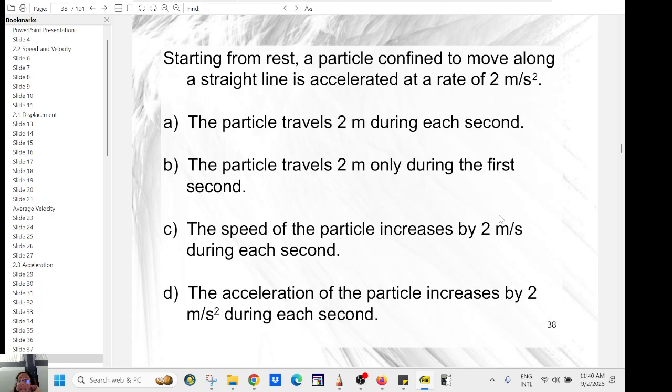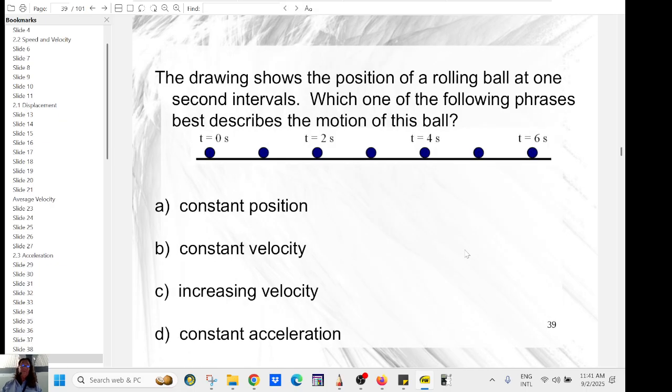So 2 meters per second, what does it mean? A, B, C, or D? What does it mean? Acceleration of 2 meters per second per second. C. Exactly, right? So it means your speed. Here they talk about speed, not velocity, to make it easier. Your speed will change by 2 meters per second every second. It's a rate. How fast the speed is changing.